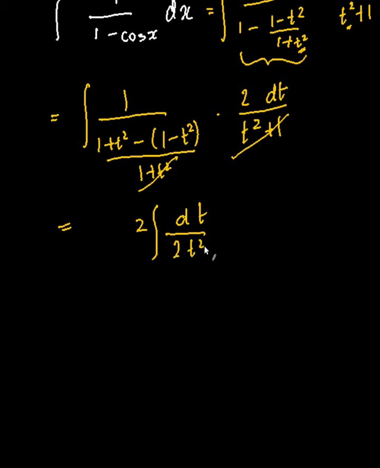2t squared. Is it 2t squared? Yes, the 1 and that 1 cancel out, and then it'll be 2t squared. In fact, the 2's cancel out as well. So the final answer to this is t to the minus 2, it'll be minus t to the minus 1. And of course, don't forget to sub the x back in, right? So this will end up being equal to minus 1 over tan x/2 plus c.